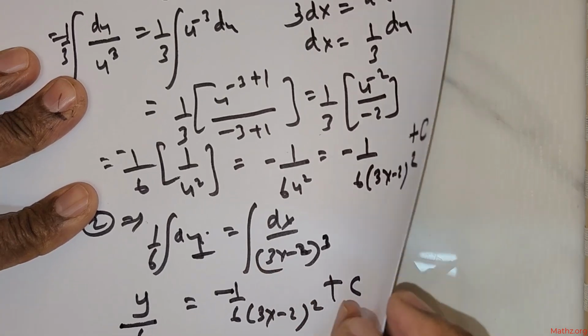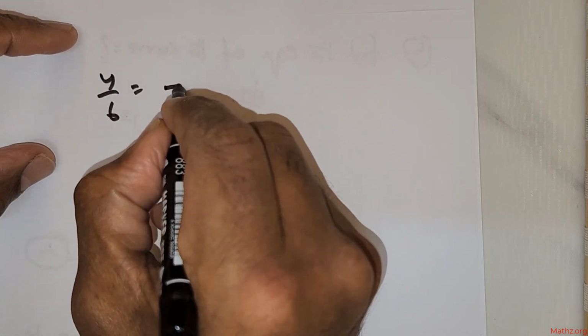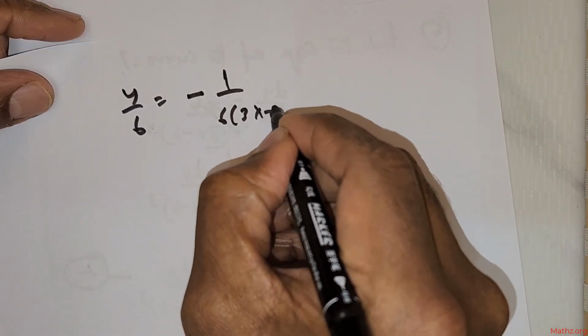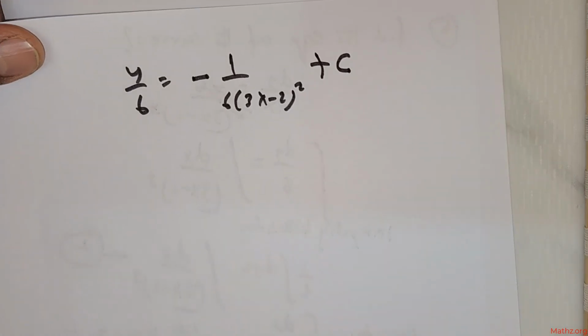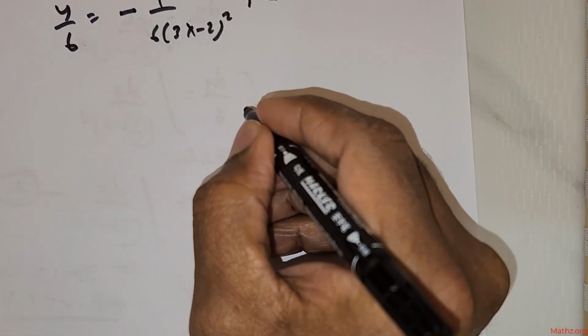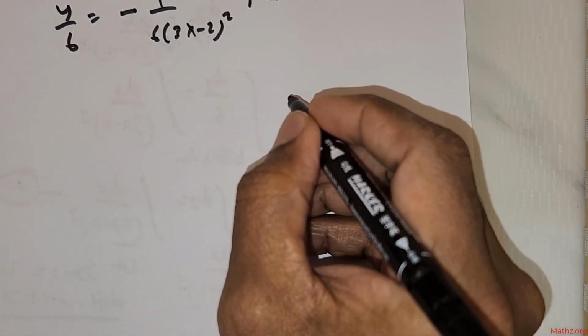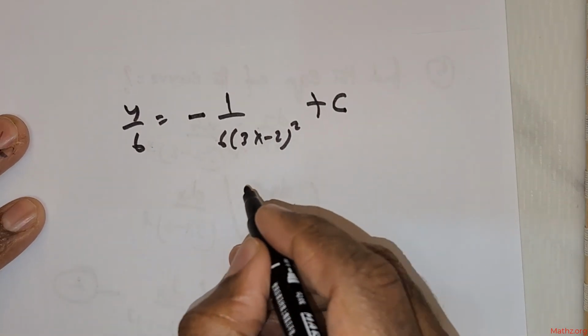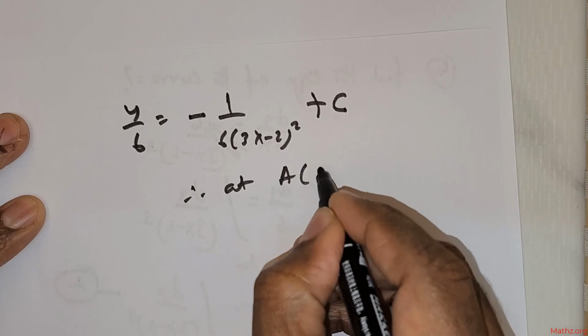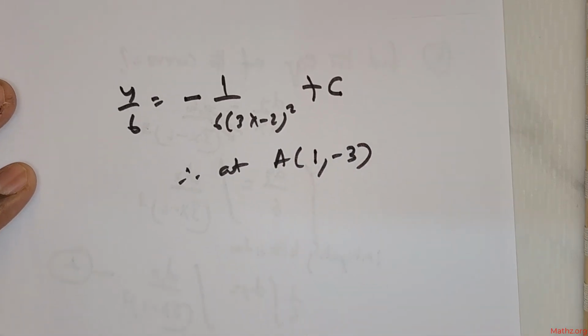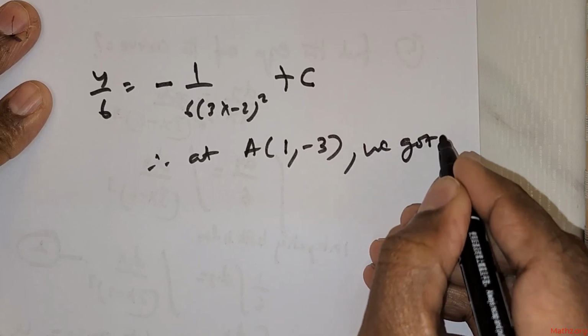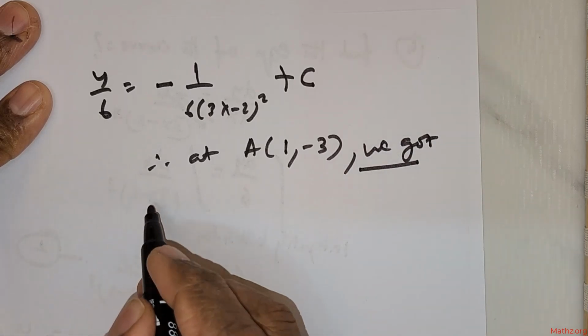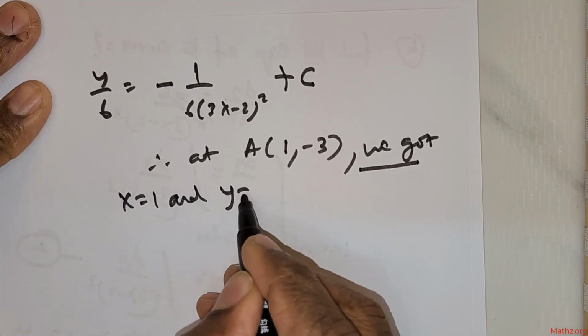Now to get the value of c, let me rewrite this. Y over 6 is equal to negative 1 over 6 times (3x - 2) raised to the power of 2 plus c. This is what we've got. Let me check. Okay. Now the main point is that we need to get the value of c. So to get the value of c, therefore at A of (1, -3). So we got. So what do we have? So x is equal to 1 and y is equal to negative 3.